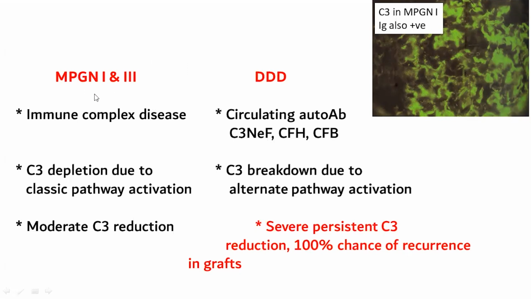And we have to remember that MPGN 1 and 3 and dense deposit disease both can have an MPGN pattern. On immunofluorescence, in MPGN 1 and 3, you will get C3, but in addition, you will also get presence of immunoglobulins. And here we have IgG present not only in the mesangium, but also along the capillary walls. And coarse staining is present.